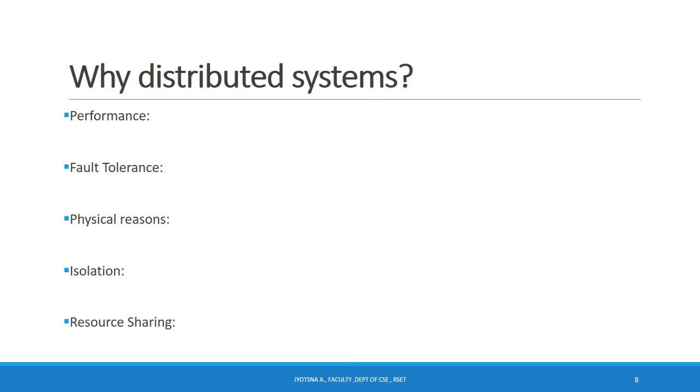Next point, physical reasons, right? Like I explained in the banking example. Next is isolation. The distributed system design supports isolation of computers. That is, your stuff runs on your computer, my stuff runs on my computer, while these computers can talk to each other. This can be considered as a privacy preservation technique, also a security technique.